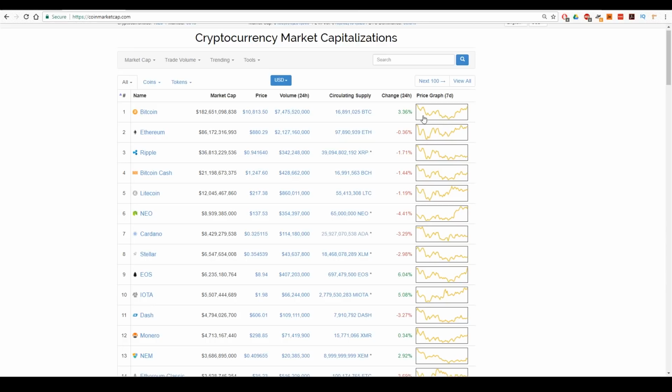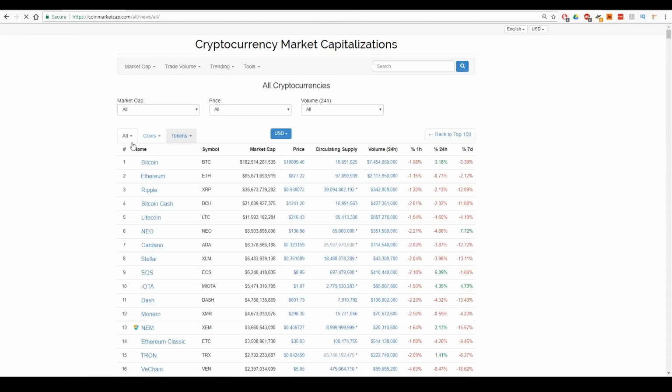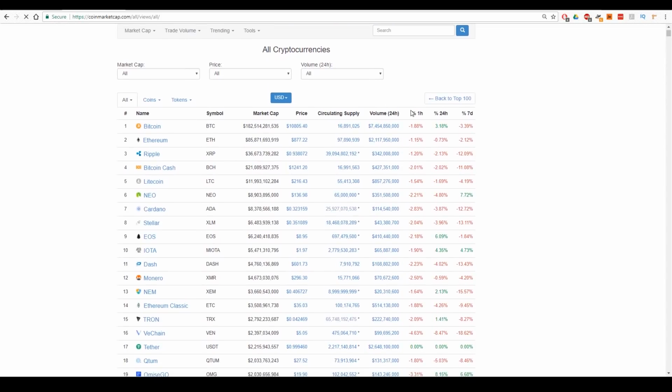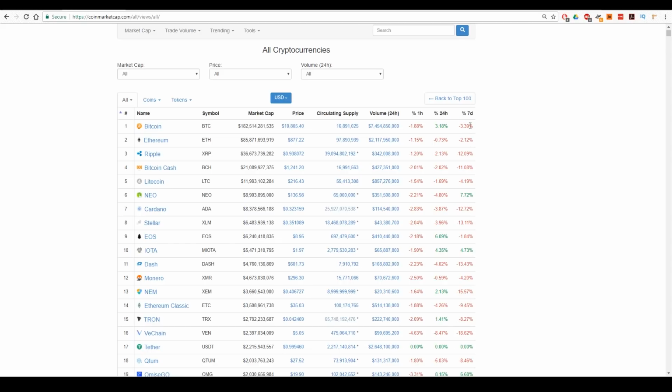Now, if we want to have a look a little bit closer at some of these different timeline bits of data, we can click this button here called View All. Once we click this, it'll show you a percentage over a rolling hour, a rolling 24-hour, and then a rolling 7-day period. This can be really handy just to see how things have performed. Rather than looking at that graph, you can actually have a look at the percentages. So we can see here, for example, Ripple is down 12% over 7 days.